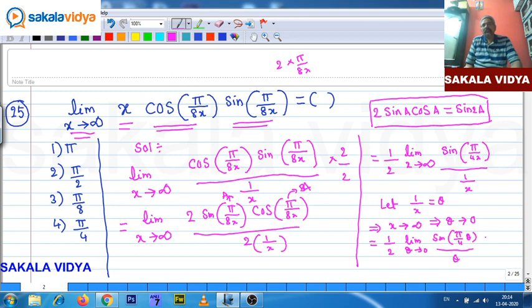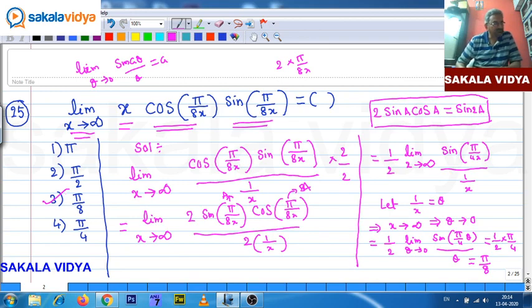I already explained one shortcut to you. See what the shortcut means, limit theta tends to 0 sin a theta by theta is a. So, that is why this will be pi by 4, that means half times, already half is there, into pi by 4, whose value is equal to pi by 8. So, third option is the right option. Yes, 1 by x is equal to 0 only we have used here, right.